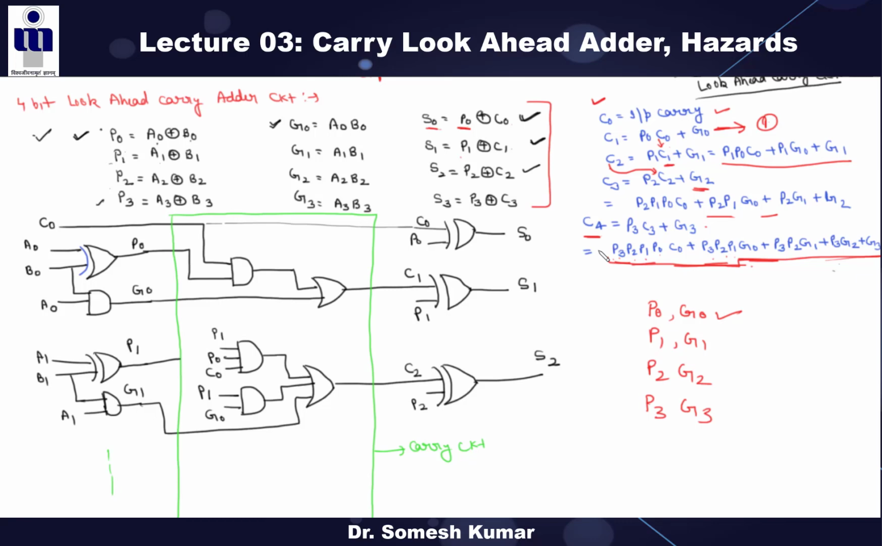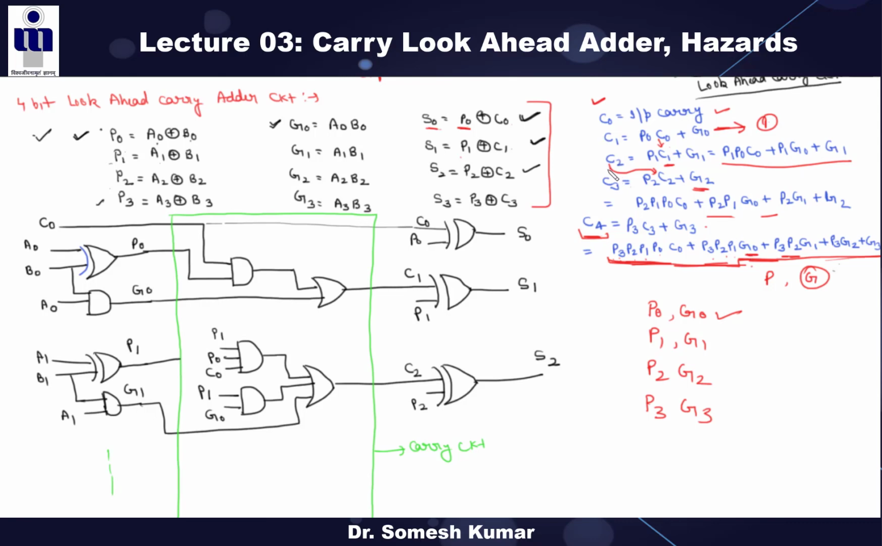If it is dependent on the previous carry, then what is the difference between your parallel adder and this 4-bit look ahead adder circuit? So this is our requirement, that our next carry will not depend on the previous carry. This C4 depends only on these carry propagation terms and carry generation terms. That's why P is called carry propagation and G is called carry generation.